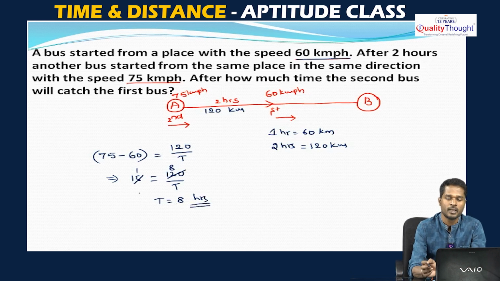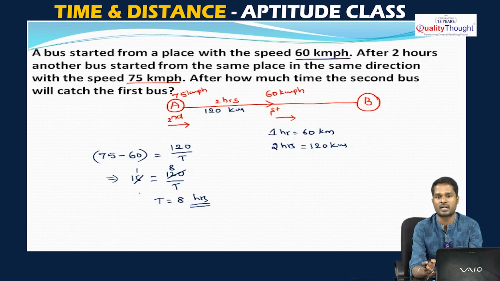The question is simple. The only thing you need to calculate is the distance between both the buses when the second bus started. What is the distance between both the buses when the second bus started from the same place in the same direction? As the first bus is moving with a speed of 60 kilometers per hour, the bus will go 60 kilometers in 1 hour and 120 kilometers in 2 hours. That means when the distance is 120 kilometers between both the buses, the second bus started in the same direction from the same place.